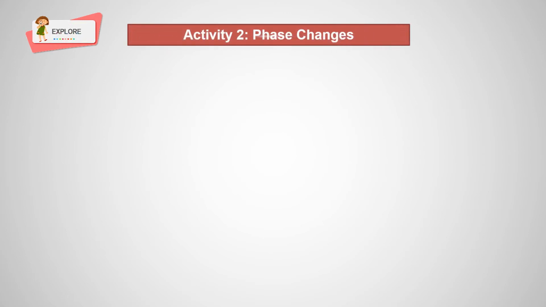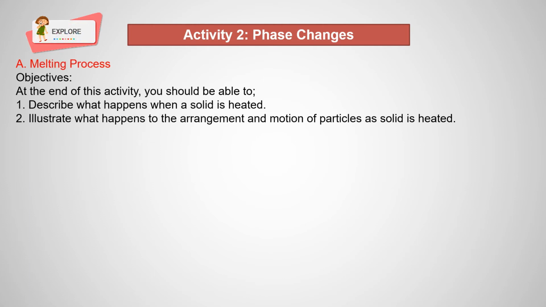Let's explore another activity to further understand this lesson. Activity number 2 entitled Phase Changes. A. Melting process. Objectives. At the end of this activity, you should be able to: 1. Describe what happens when a solid is heated. 2. Illustrate what happens to the arrangement and motion of particles as solid is heated.